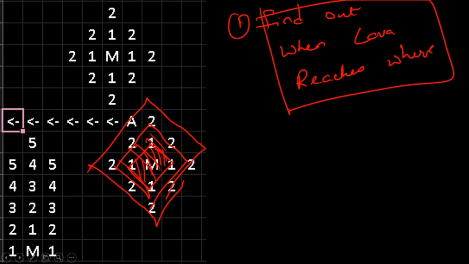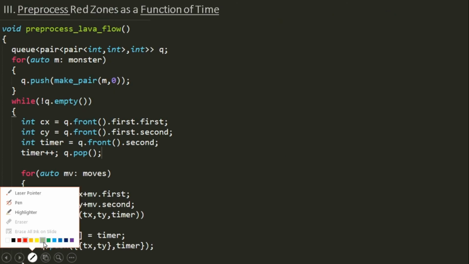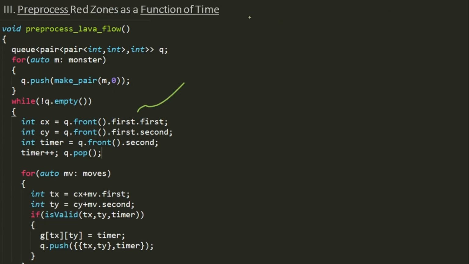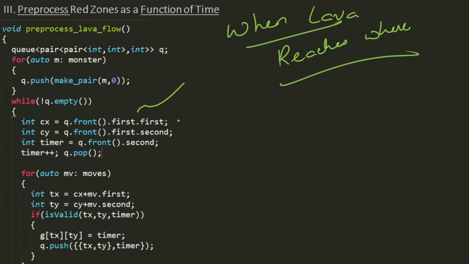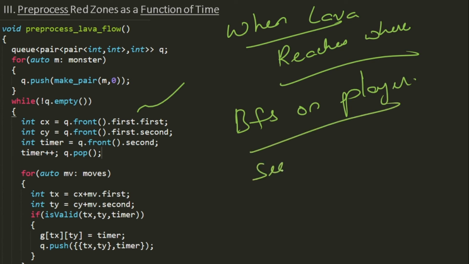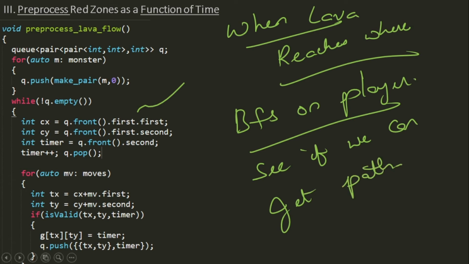What is the advantage of doing this step? You know when lava reaches where. So once you know when lava reaches where, you can do a BFS on the player and see if we can get a path. Okay.